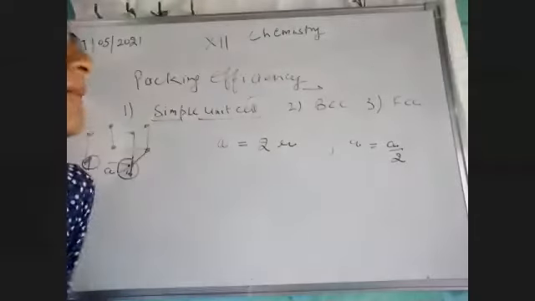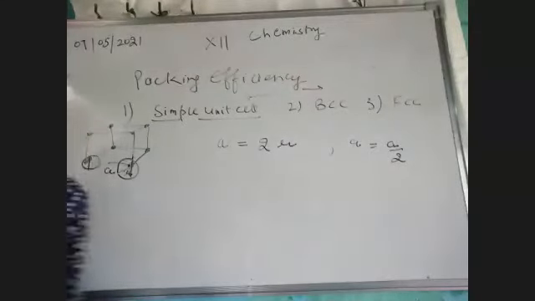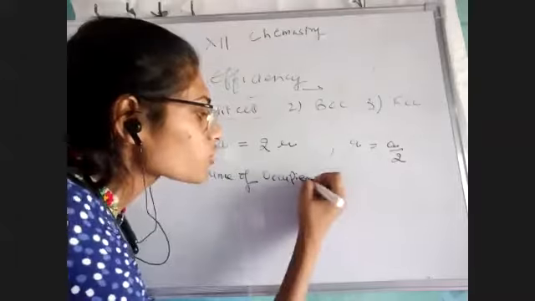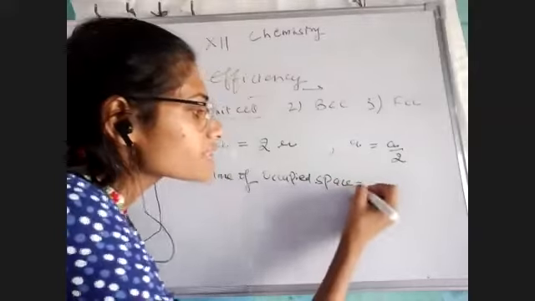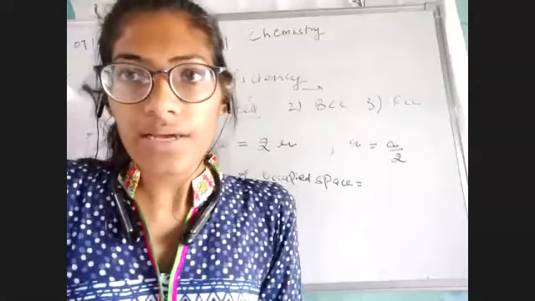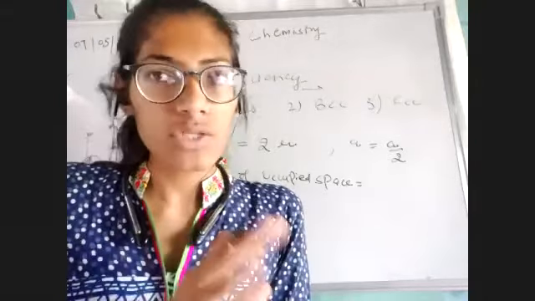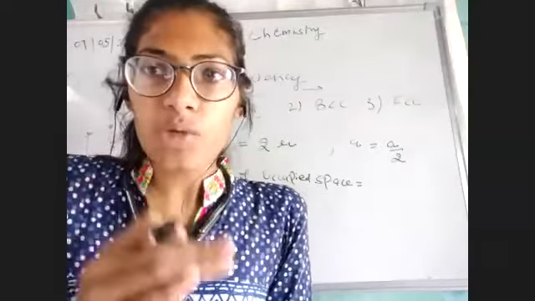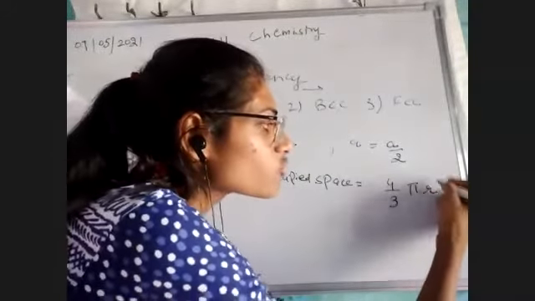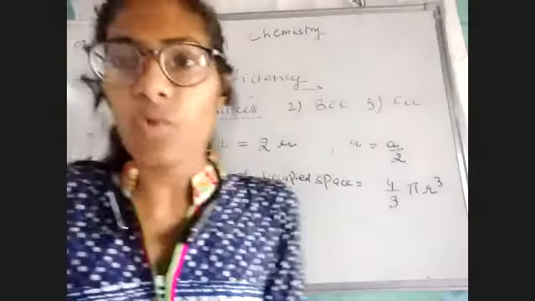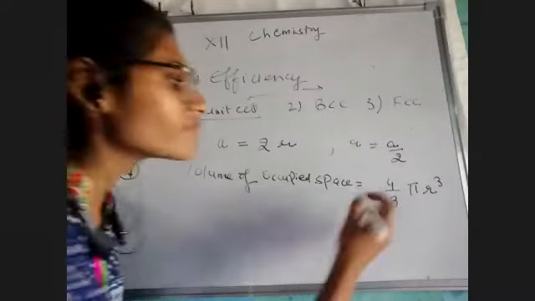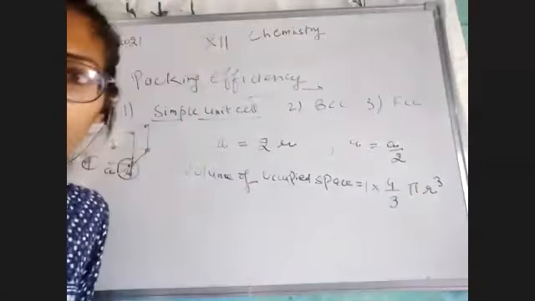Okay. So, as we have the total number of atoms equal to 1, let me calculate the volume of occupied space. Now, since this is a sphere, and we know very well, we are studying since our 7th to 8th class in mathematics, the volume of a sphere is equal to 4 by 3 pi r cube. You know that now very well. And how many actual atoms do we have? Only 1. So 1 into 4 by 3 pi r cube.